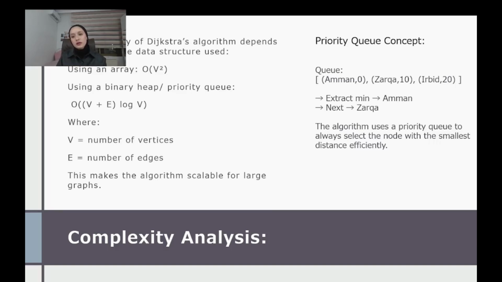We have the priority queue concept, okay? We have a queue containing Amman with distance 0, Zarqa with distance 10, and Irbid with distance 20. First, we extract the minimum, which is Amman, and then the next minimum, which is Zarqa. The algorithm uses a priority queue to always select the node with the smallest distance efficiently.